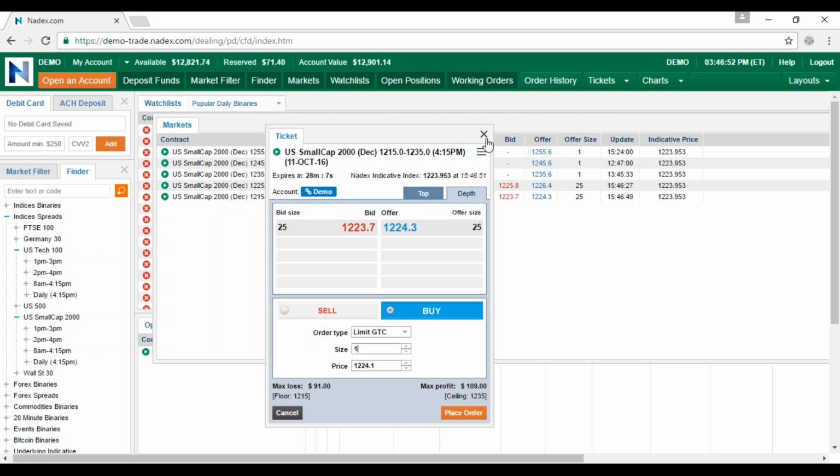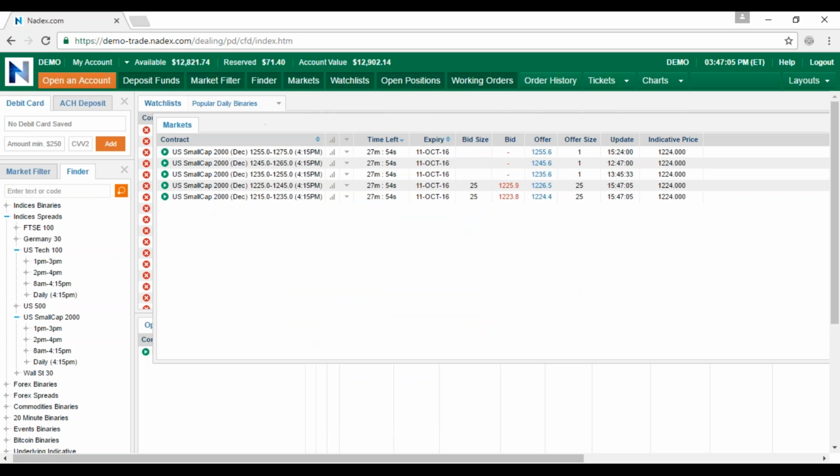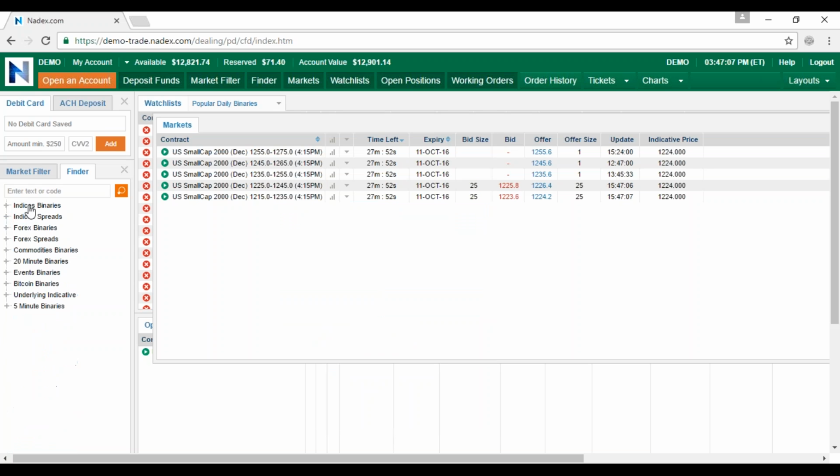But here's what you've got to stop doing. Stop thinking like a binary trader. When you trade spreads, these aren't binaries. So when you see this max loss $91, you're freaking out. Let's go back to binaries for a second.